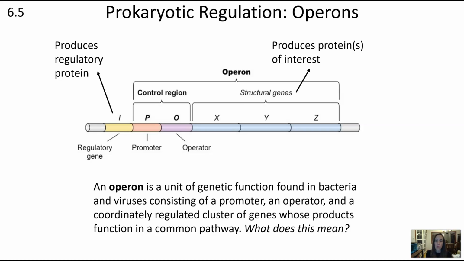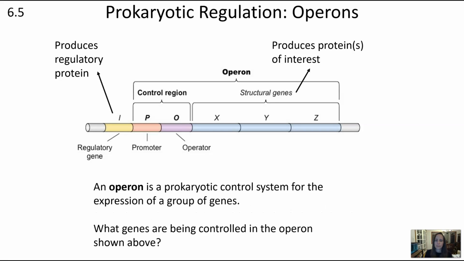As you can see, that's a mouthful. So let's translate that. Let's put that in simpler language. What does this mean? An operon is a prokaryotic control system for the expression of a group of genes. So you've got a group of genes and you want to control when they're on and when they're off. And what I mean by on and off is whether or not they're producing a protein. So in the diagram up here, which genes are being controlled in the operon shown above?